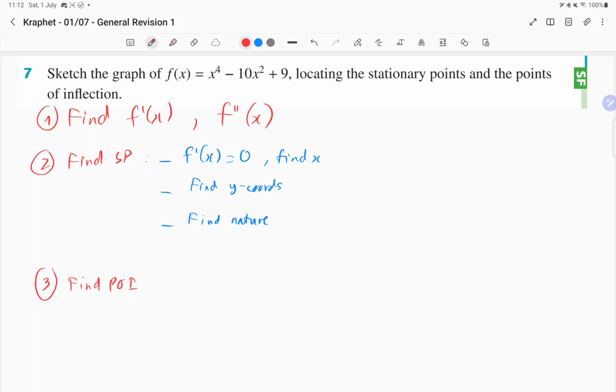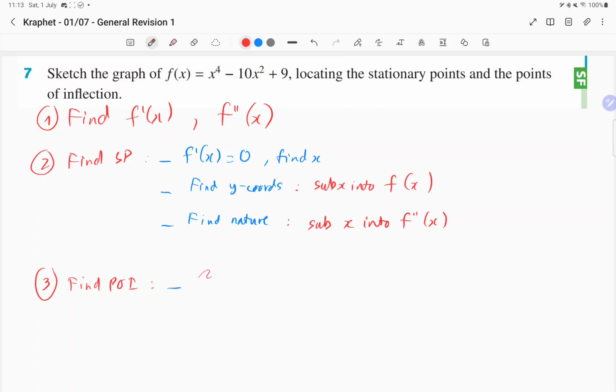All right, so how do we find the y coordinate? Sub x into the original equation, f(x). And then how do we find the nature? We sub x into the second derivative. Very, very standard steps. So once you've got the nature, that's it. That's all of the stationary points. Then you've got to find the points of inflection.